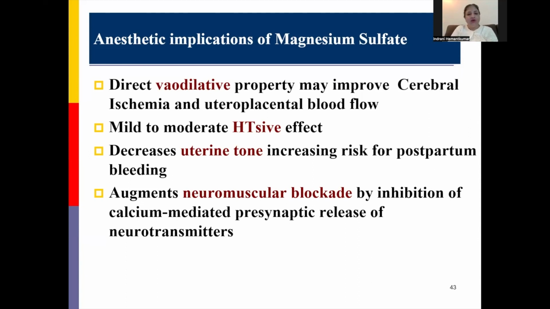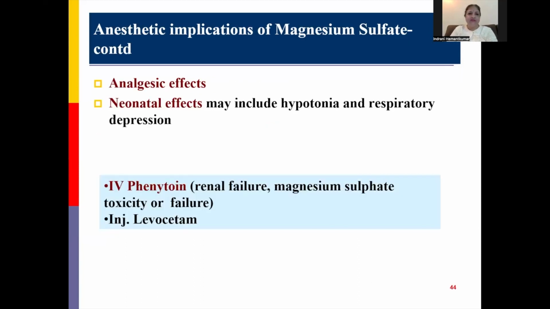Remember that. It can augment neuromuscular blockade by inhibition of calcium-mediated presynaptic release of neurotransmitters. It also has analgesic effects. And the neonatal effect is that the child can develop hypotonia and respiratory depression. And if magnesium sulfate toxicity is there, or if the patient has renal failure, then you can even use IV phenytoin, or now you can use injection levetiracetam.